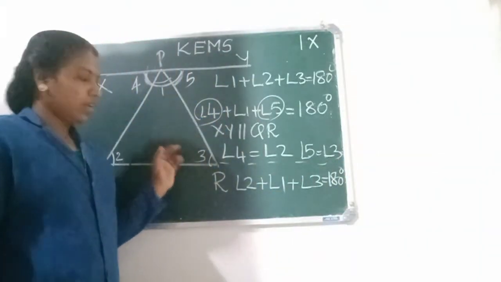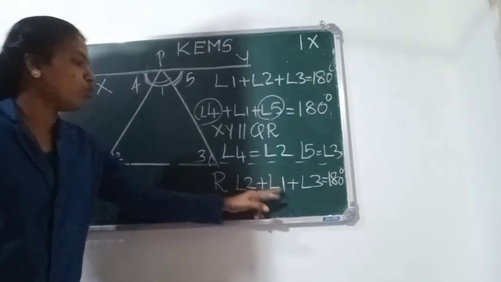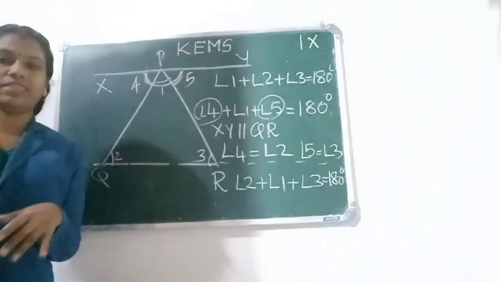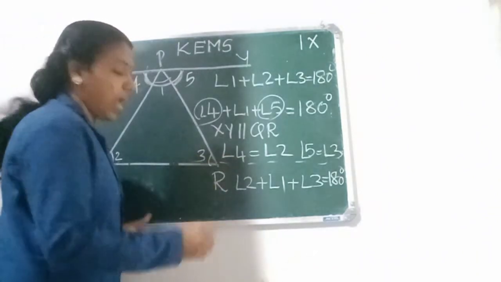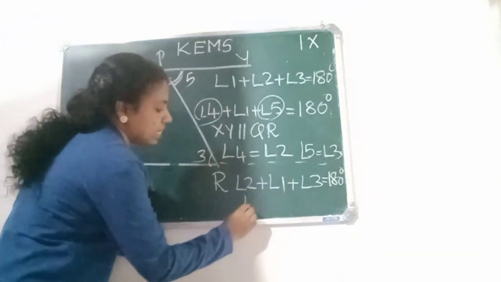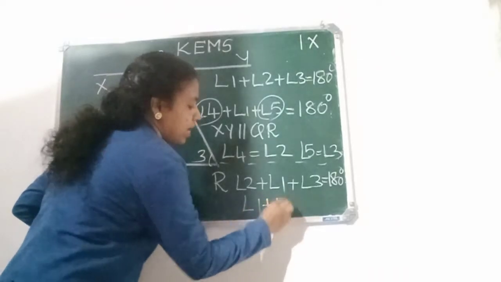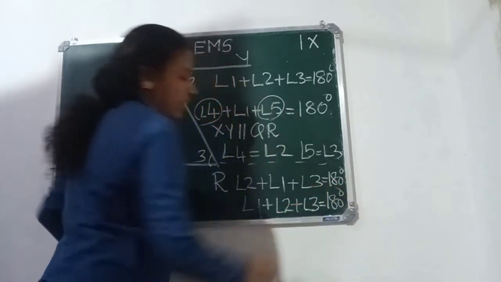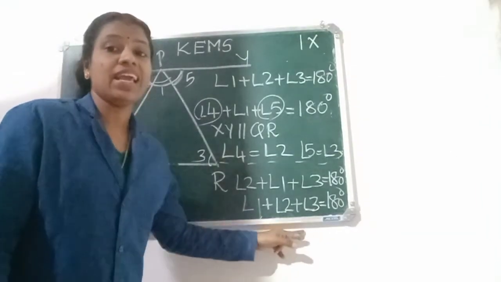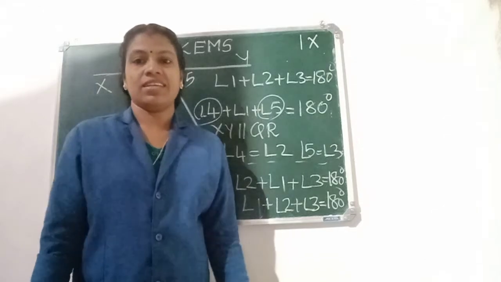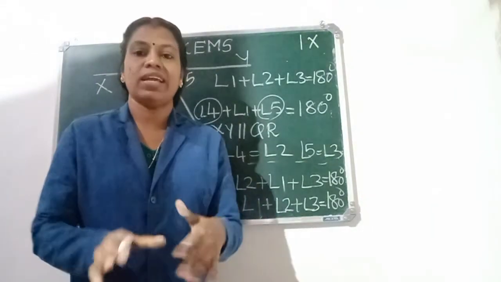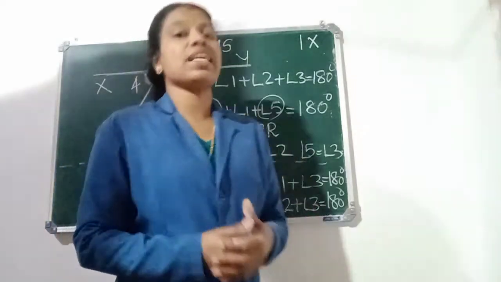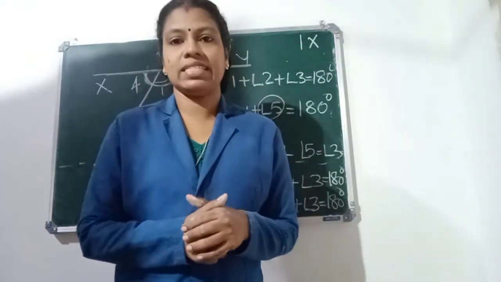Equal to 180 degrees. Now what is this? Look at this: angle 2, angle 1, angle 3. It is the sum of the three angles. Let us arrange this as angle 1 plus angle 2 plus angle 3 equal to 180 degrees. The sum of the three angles of a triangle is 180 degrees. Hence proved. Clear? So this is the angle sum property of a triangle.